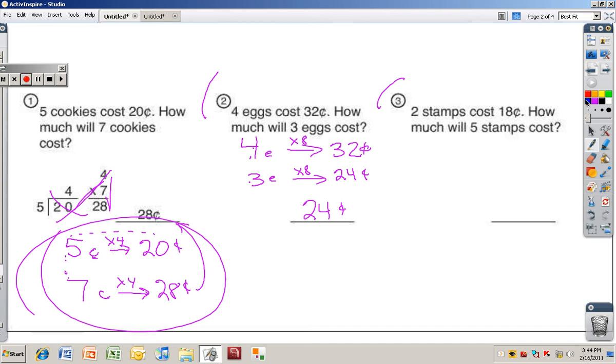All right, let's go to the next one here. 2 stamps cost 18 cents. 2 S for stamps, 18 cents. How much will 5 stamps cost? Okay, again, we can't go from 2 to 5, but we can go from 2 to 18. 2 times 9 is 18. 5 times 9 is 45. 45 cents. Not too tough, huh?